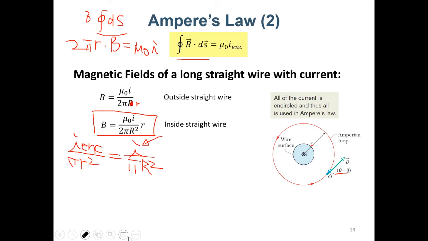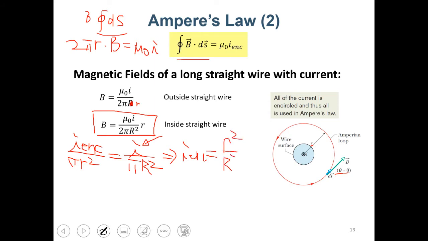So this is the current density, and this is the current density inside. They should be the same if we assume the current density is uniform. So these two are the same. So we have this expression. And in this case, I enclosed will be small r squared over capital R squared times I. And we use the Ampere's law for the left hand side. It is nothing but 2 pi r B equals r squared over capital R squared times I.